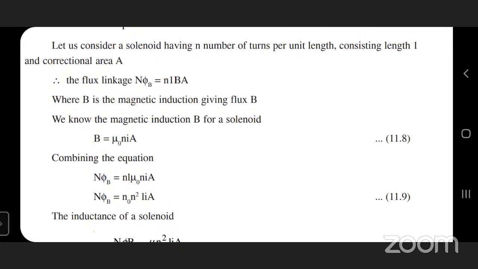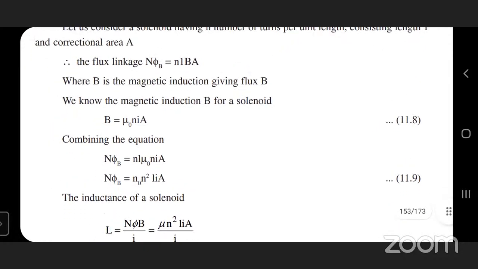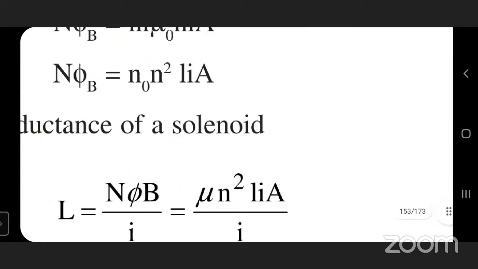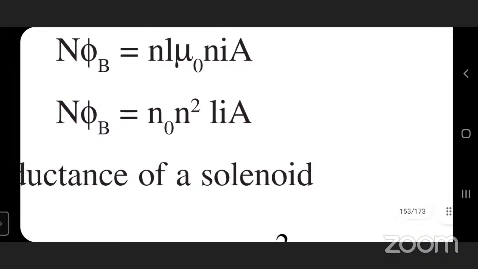By combining these two equations and substituting the B value, N phi B equals nl into mu naught n I A. So N phi B equals mu naught n square l I A. There is a print mistake: you can correct it in the ninth equation. This is not n naught, this is mu naught. Print mistake.